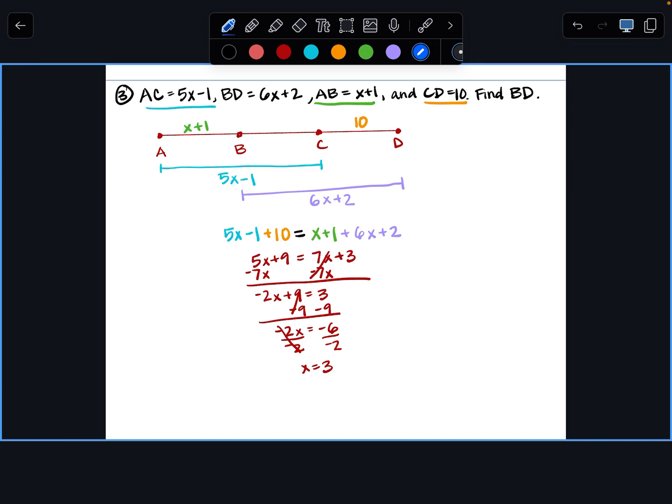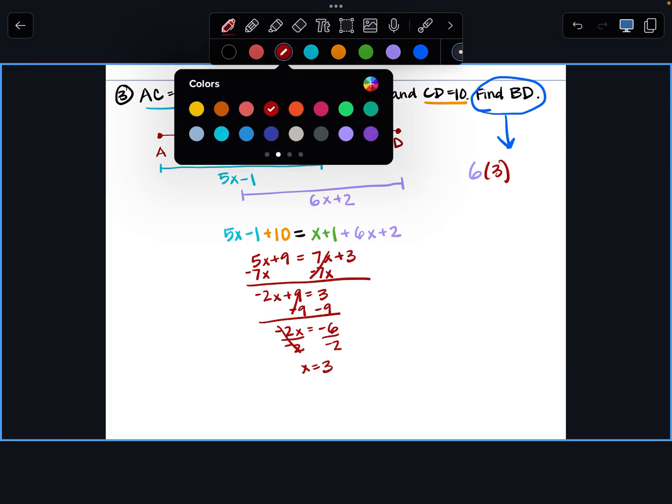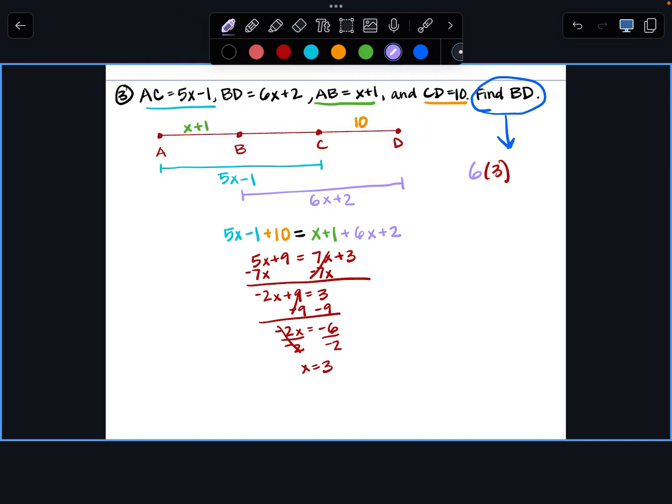So if I know that x equals 3 and it's asking us to find BD, BD was the 6x plus 2. So 6 times 3 plus 2. So BD equals 20.